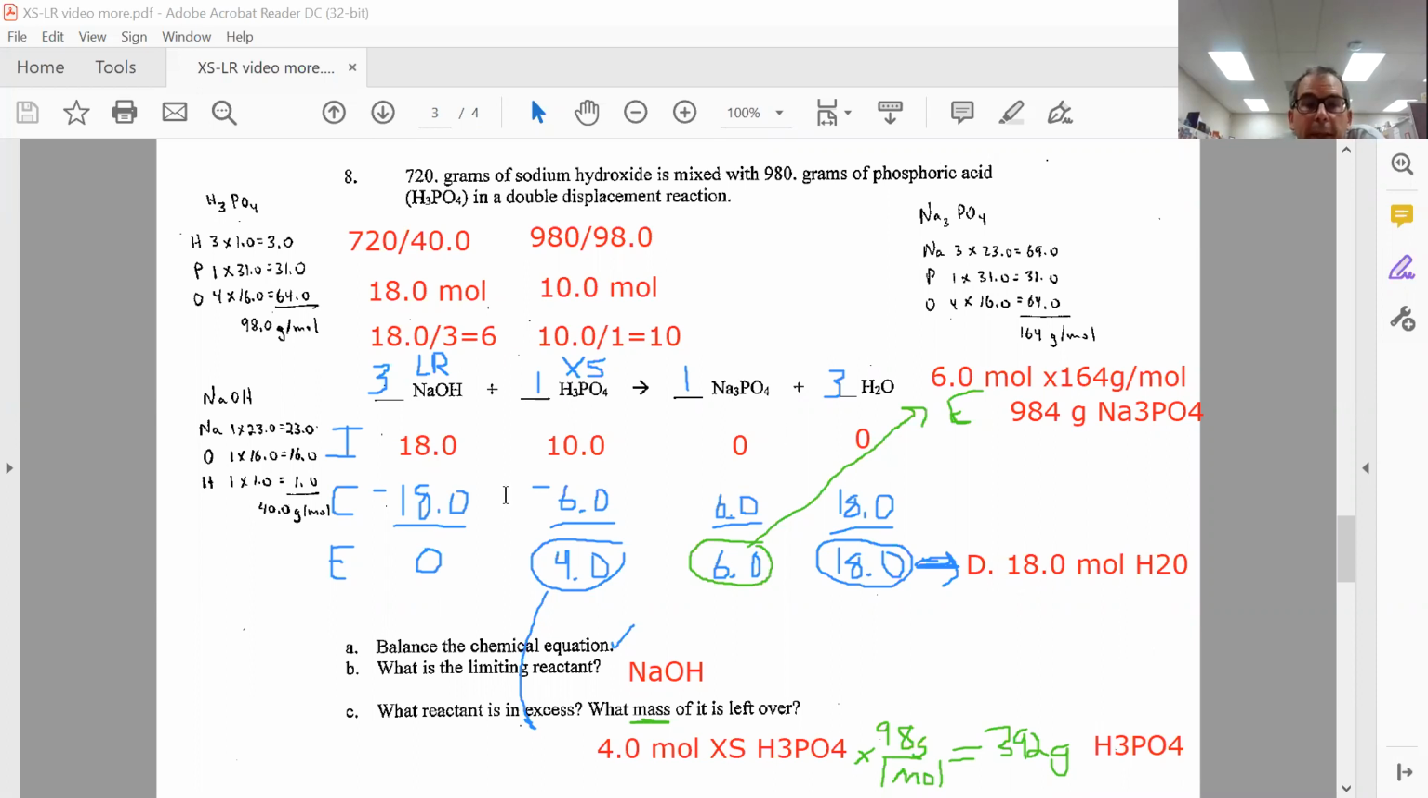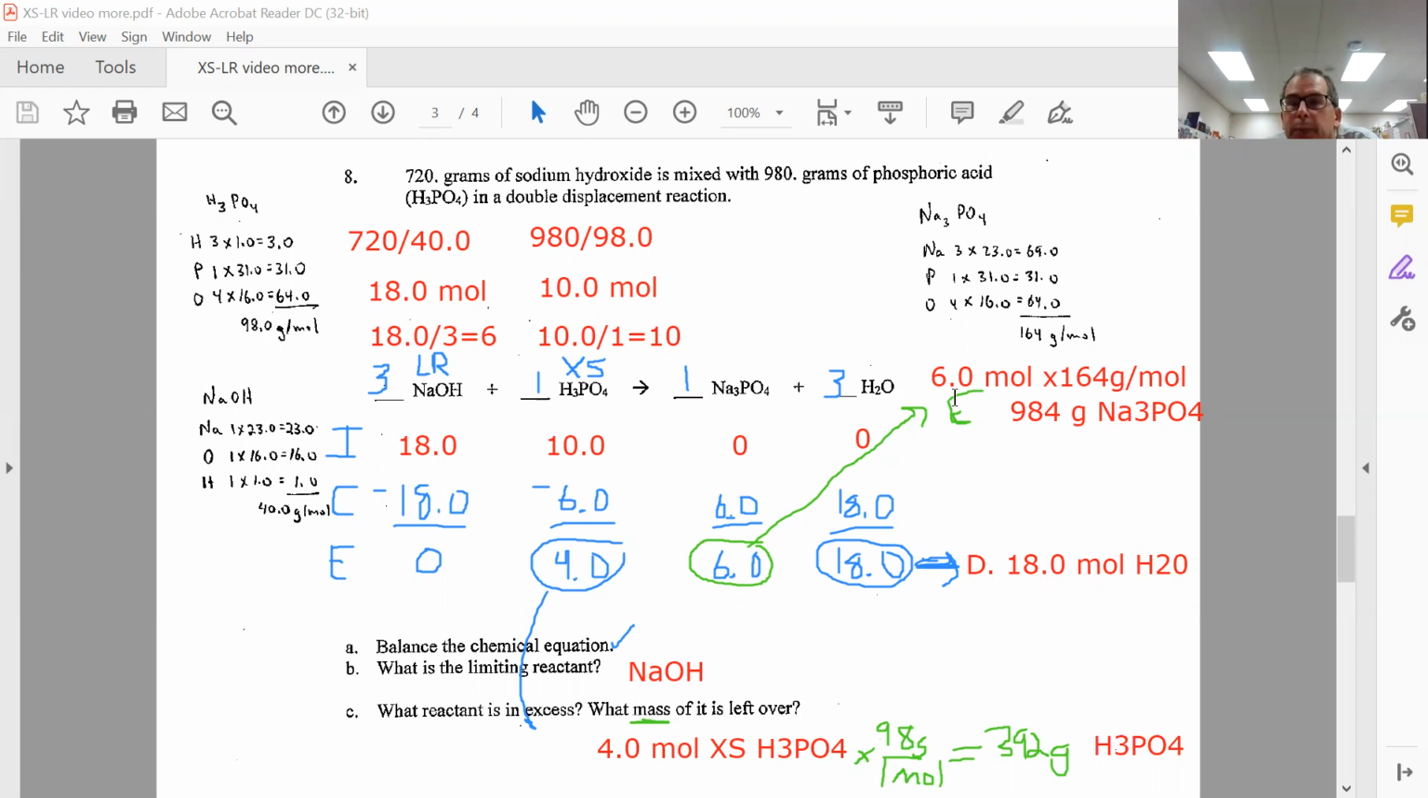And then we know this here. So let's double check everything. Balanced equation, limiting reactant, check. What reactant is in excess? It's the 4 moles, but it asks for mass. So I will get that right, 392. Question D asks for moles of H2O. So this was D. And then question E asks for mass of Na3PO4, which is this right here. Notice 6 moles times the molar mass of Na3PO4, which gives me this.